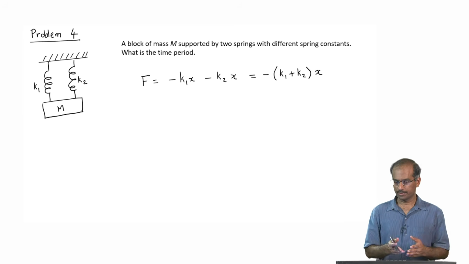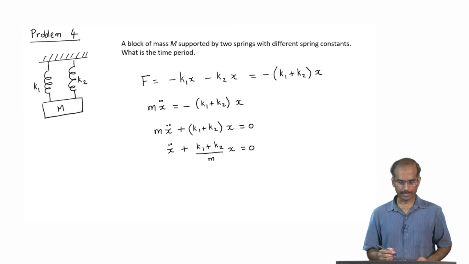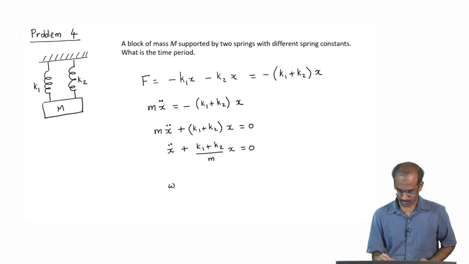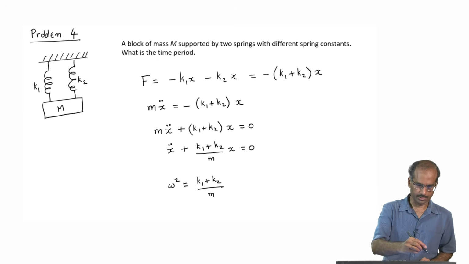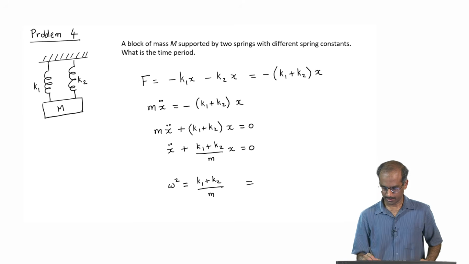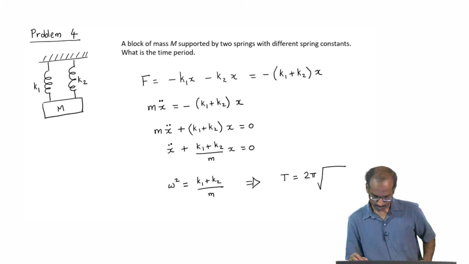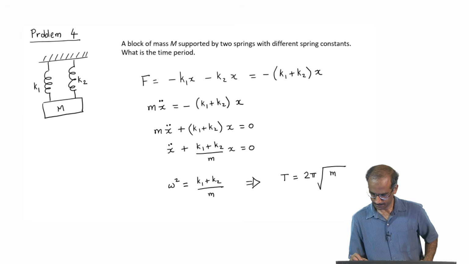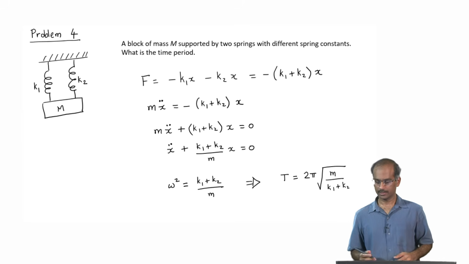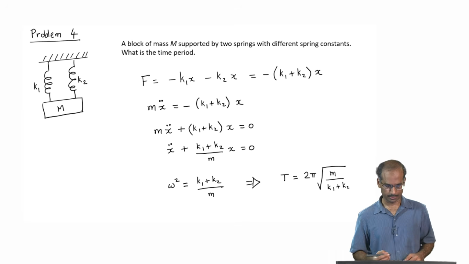So, from here on it is very simple, we have identified the restoring force. From here I can straight away identify what is omega square, which is my angular frequency. Omega square is (k1 + k2)/m, from which it is straightforward to write an expression for time period. The time period will be 2 pi into square root of m by (k1 + k2). So, this gives us an expression for time period of this system.